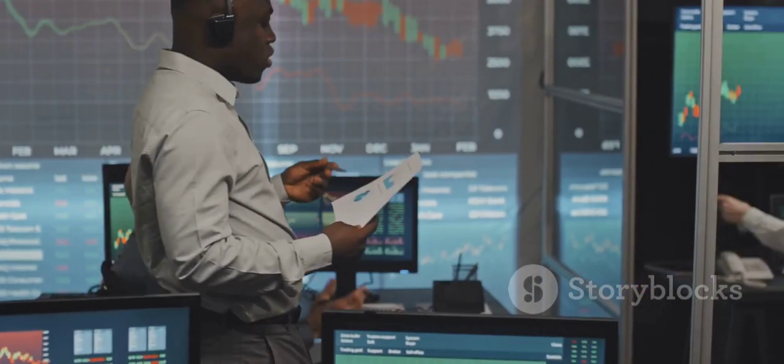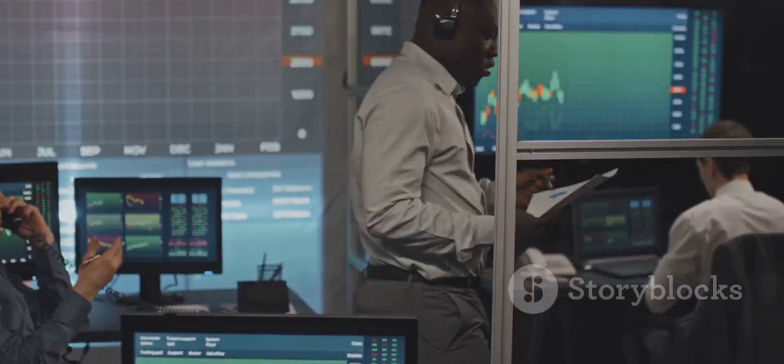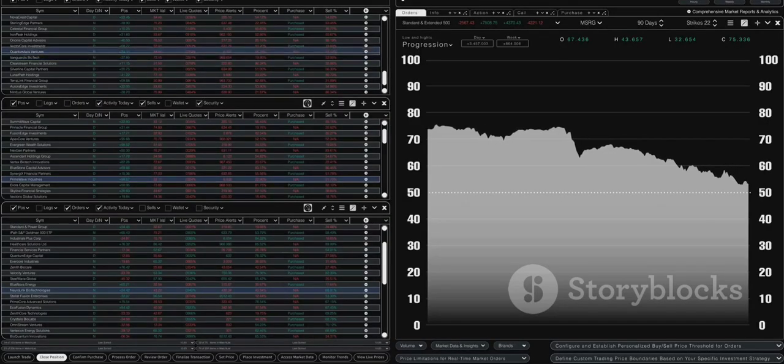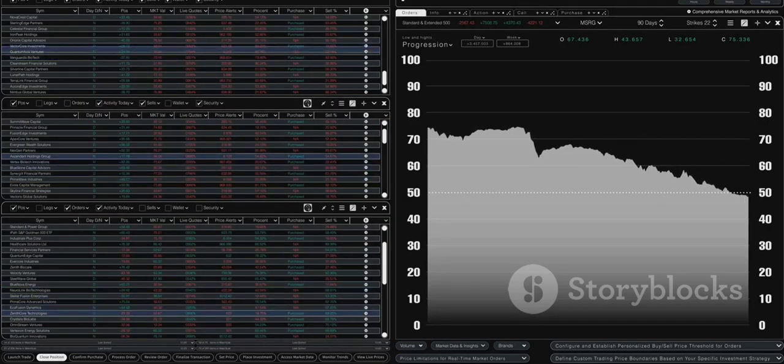Despite these risks, the EMA crossover strategy remains a valuable tool for traders. When used correctly and in conjunction with other techniques, it can help identify trends and potential trading opportunities.